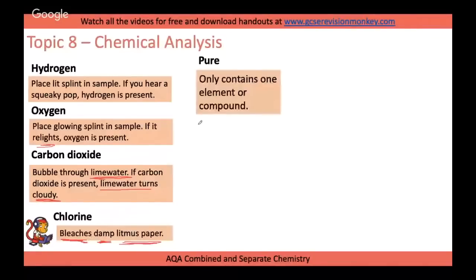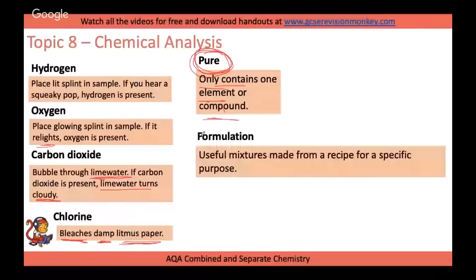Let's talk about different compounds then. Some materials are pure. They only contain either one element or one compound, nothing else. Others are specific formulations. Now, this is the definition you'll need to know. It's a useful mixture made from a recipe or a formula, you could write, for a specific purpose.